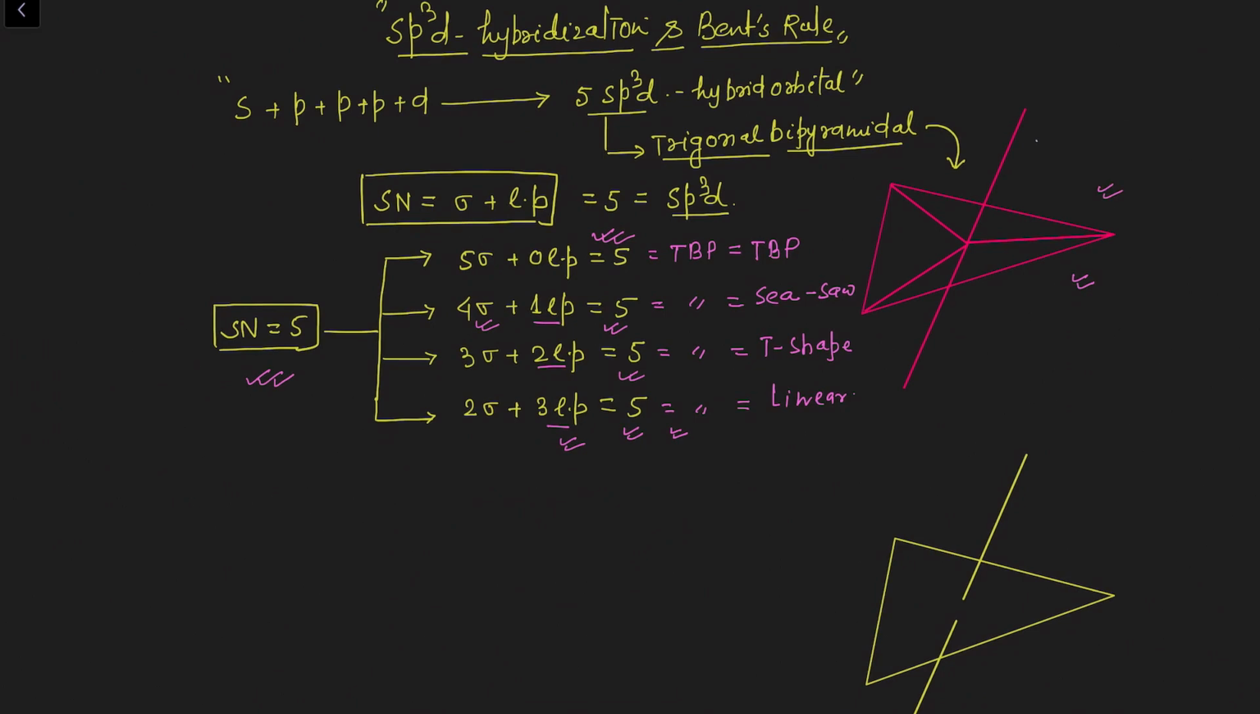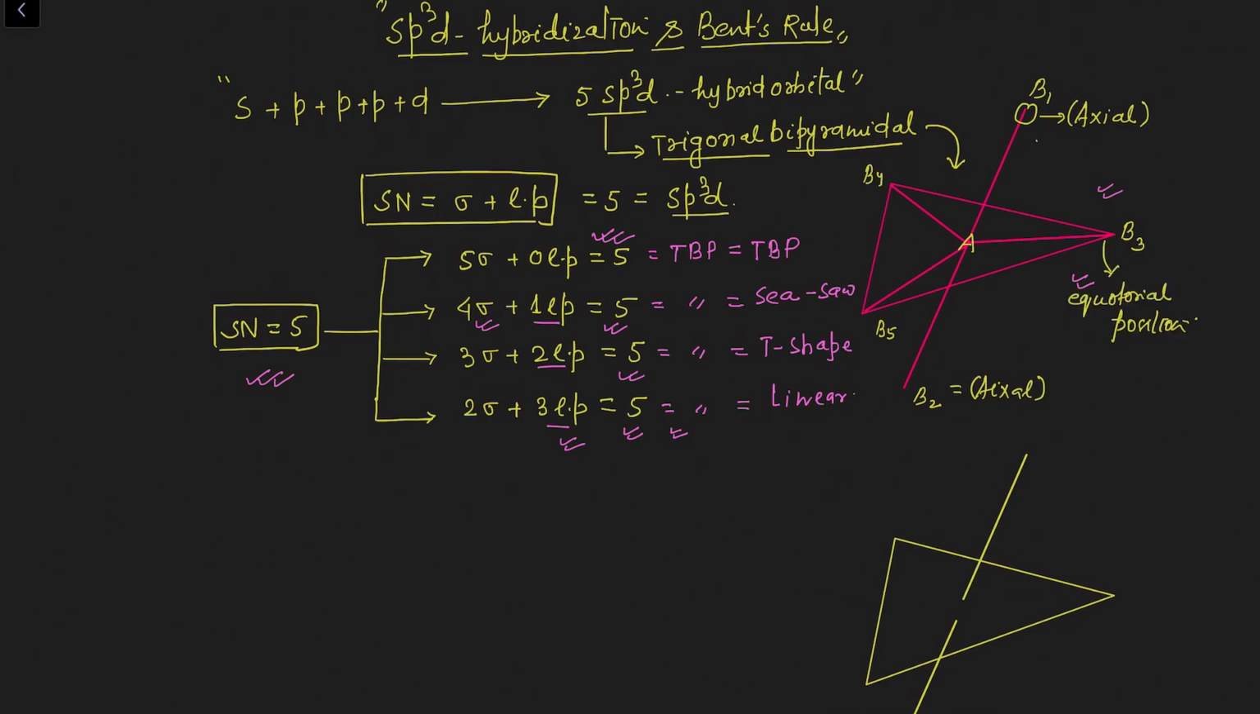Before starting Bent's rule, we must know some of the terms associated with the trigonal bipyramidal geometry of this molecule. First, this is A, suppose this is B1, this is B2. These two positions are known as axial positions. In trigonal bipyramidal, the total number of axial positions is 2. And this is B3, this is B4 and this is B5.